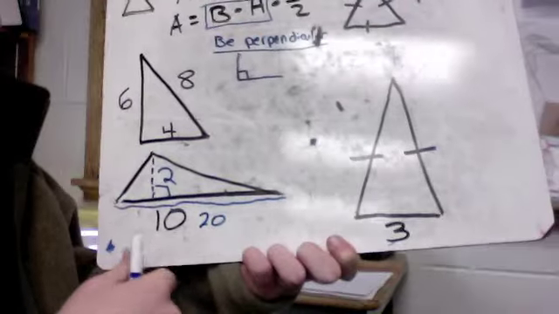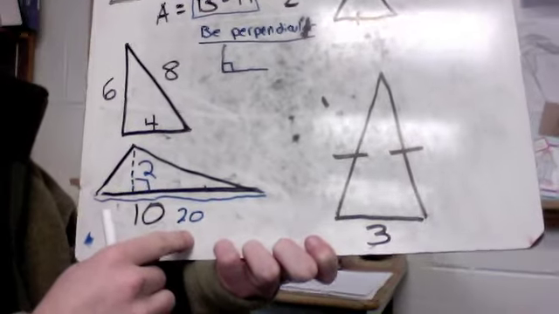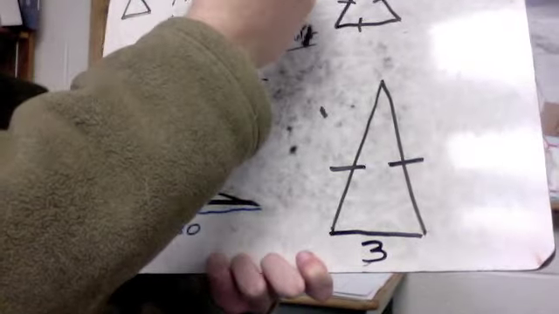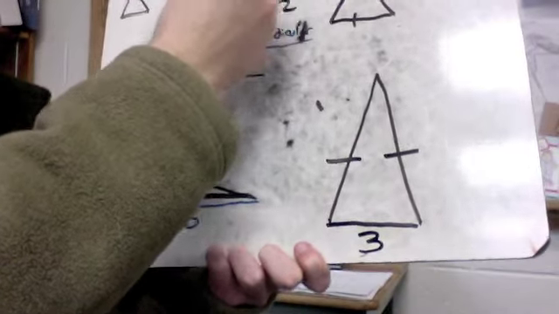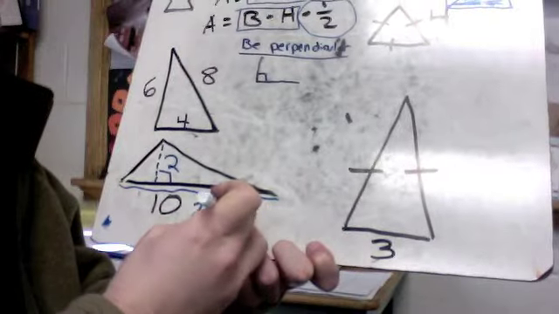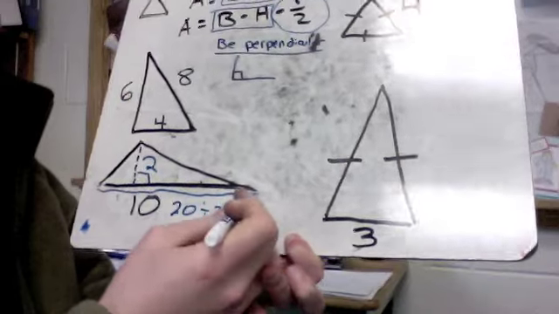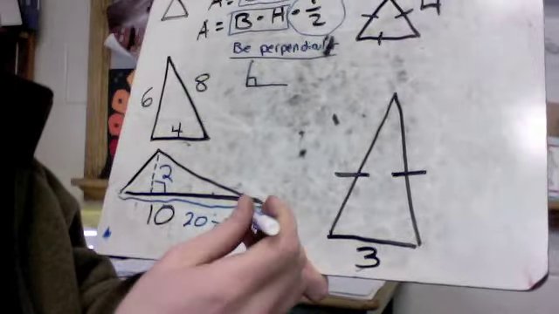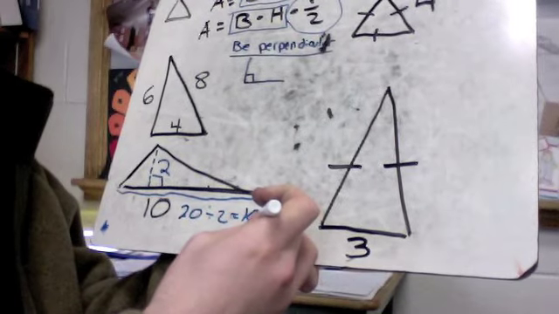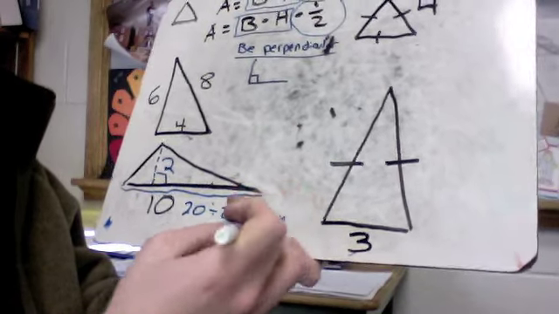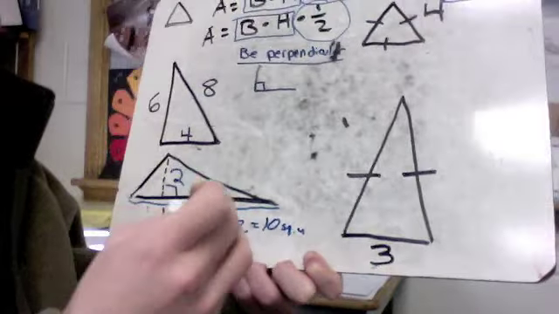But that would be if it was a full rectangle, and it's not. So now we have to do one of these last things here. 20 divided by 2 is 10. So our answer to this would be 10 square units. We could fit 10 square units into this.